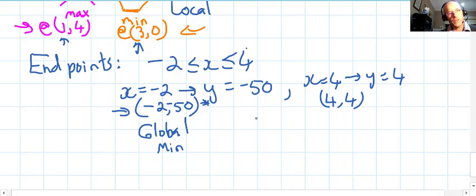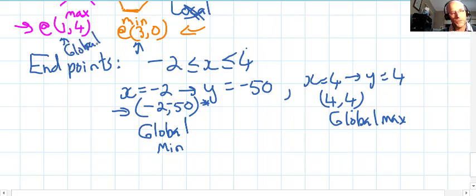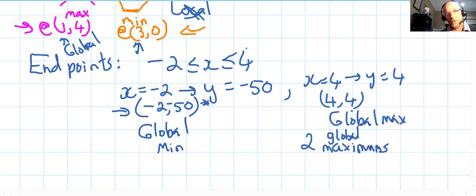Well, actually, they're equal because the y values are the same, they're both 4. So that's a global max, and in fact I'm going to rename that one, that's also a global max. It actually has two. All right, there's two global maximums. Interesting function.